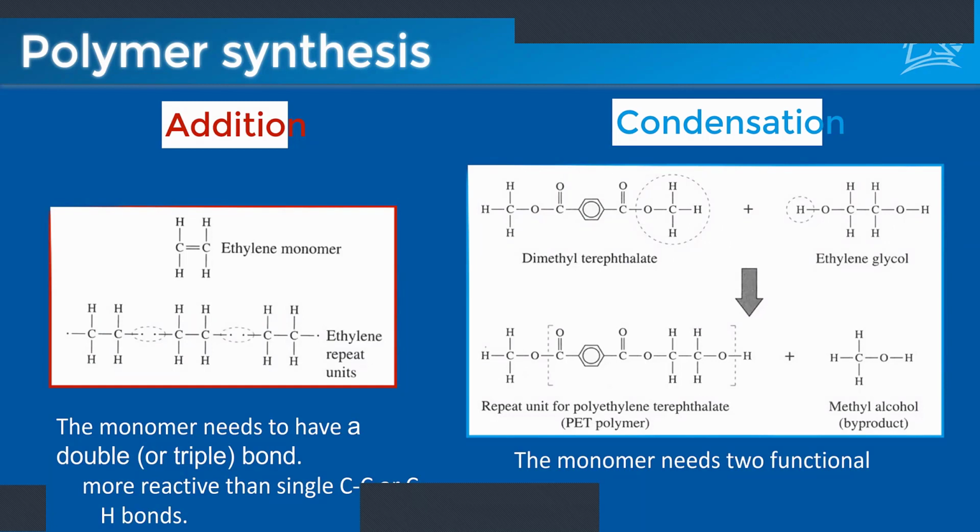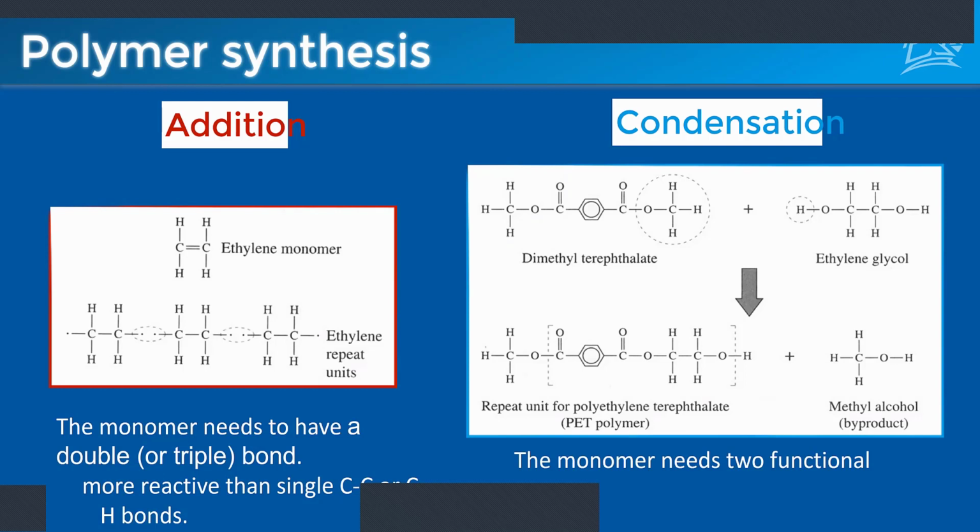Two different ways that we can synthesize polymers. We call these addition synthesis or condensation synthesis. And as the names imply, they kind of imply how each of the synthesis methods works. Addition synthesis requires a monomer and a molecule called an initiator. An initiator is a radical molecule, which means that it has one spare electron. So it's a very reactive molecule.